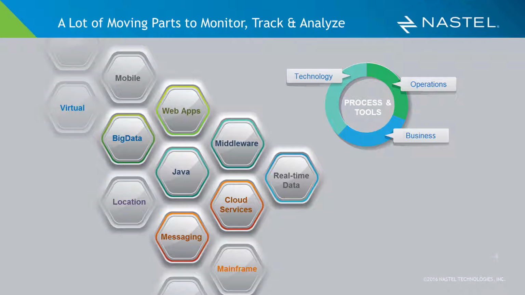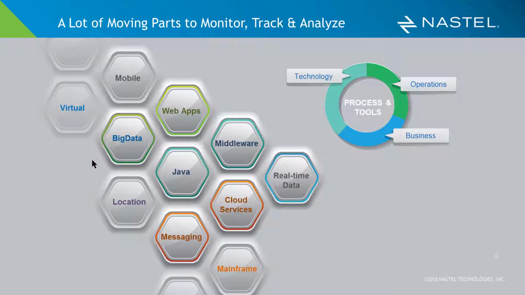But that's a challenging thing to do because there's a lot of moving parts here that you need to monitor, track, and analyze. Besides the obvious, virtualization and mobile, so many new things have been added. Back in the day, it used to be Java, and it was an N-tier architecture, and N usually meant three. So you had your web server, your app server, your database, and it was pretty easy to see where the problems were and to understand what to do about them.